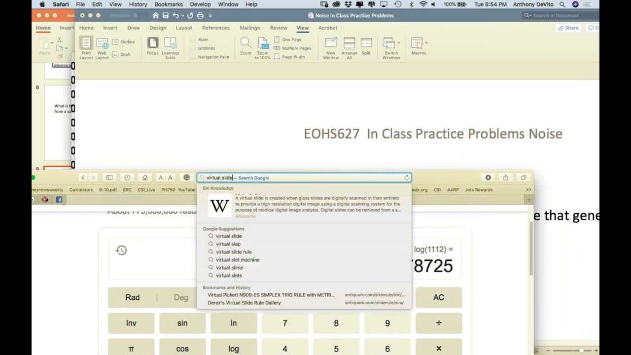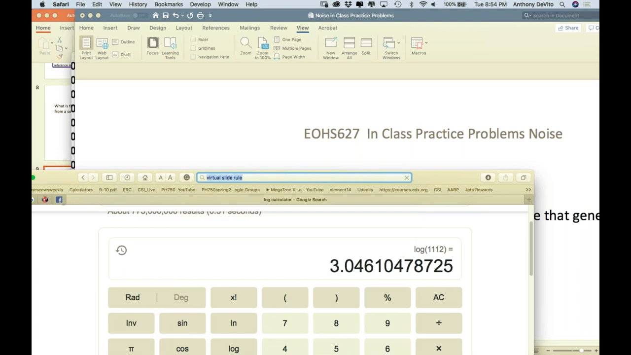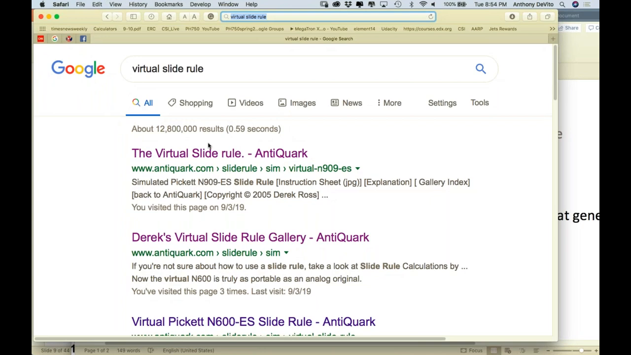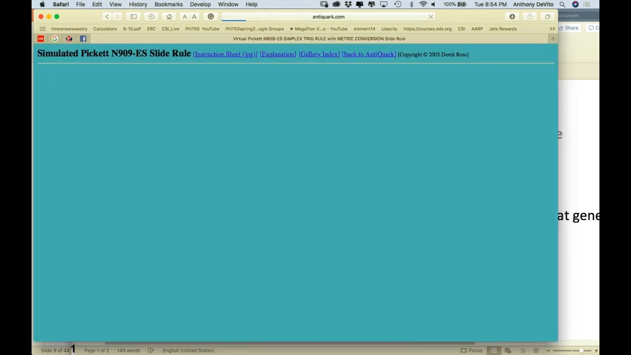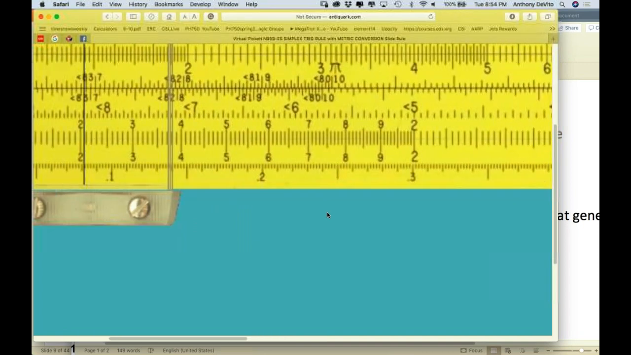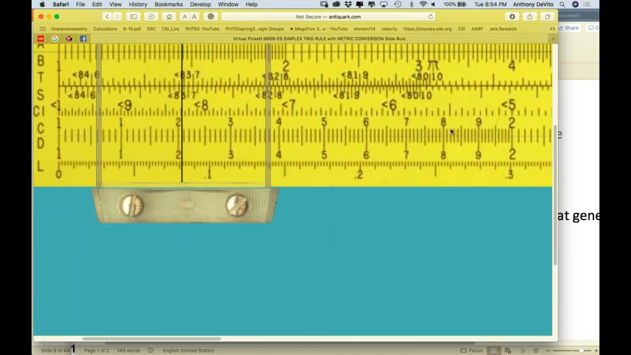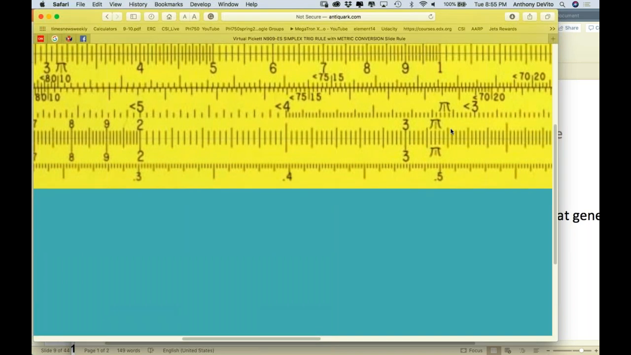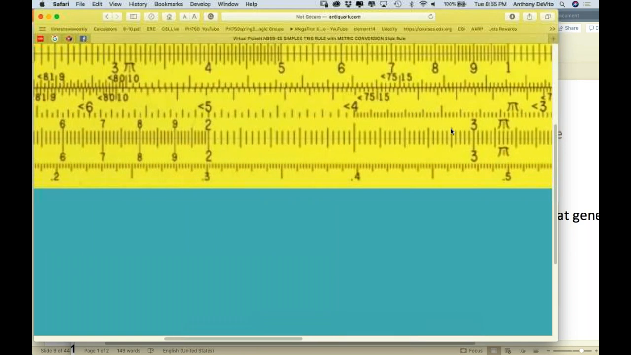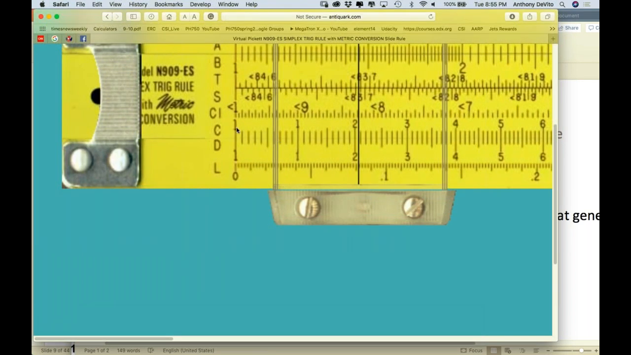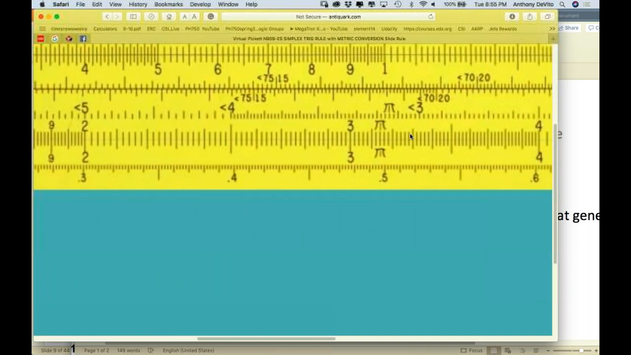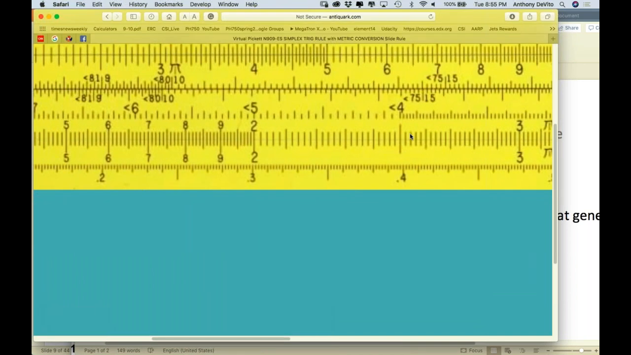This is a virtual slide rule. Let's see if this one works. Okay, there we go. That's a slide rule. And notice the distance between 1 and 2 is really big. 2 and 3 is smaller, 4. So the distances here on these two scales, see these scales marked C and D here, they're exactly the same scale, but they're logarithms, okay? The distances represent logarithms.